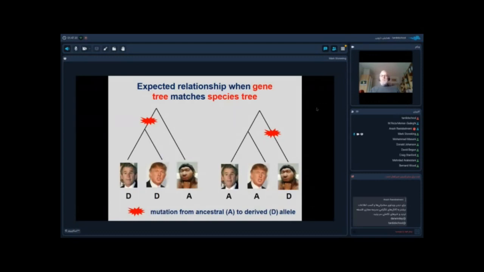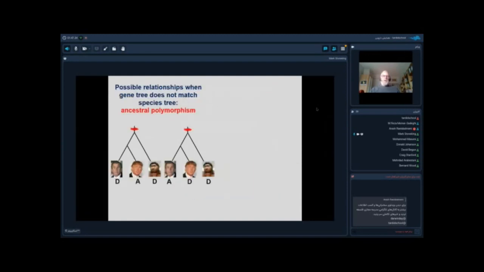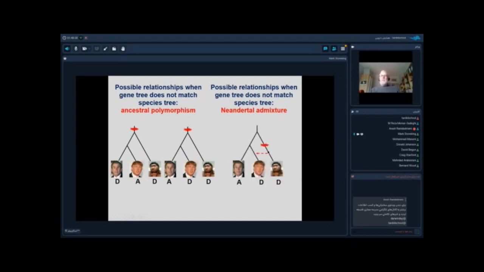But occasionally we see discrepancies between the gene tree and the species tree. These are cases where the Neanderthal has a derived allele and one human has a derived allele, but the other human has the ancestral allele. There are 2 possible explanations for this mismatch. One is ancestral polymorphism, that the mutation from the ancestral to the derived allele occurred in the ancestral population of Neanderthals and modern humans, and then by chance, the Neanderthal gets a derived allele, one human gets a derived allele, and the other human gets the ancestral allele. The other potential explanation is admixture with Neanderthals. And so this would be a mutation from the ancestral to the derived allele that occurred on the Neanderthal branch.